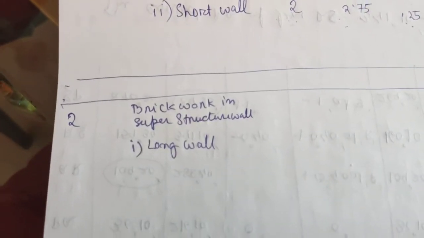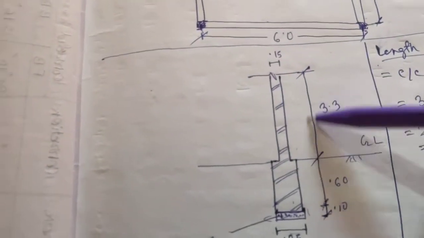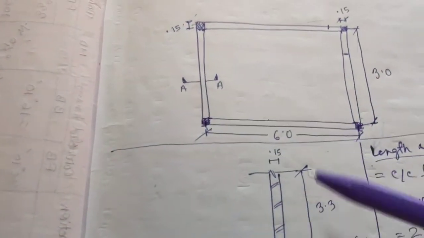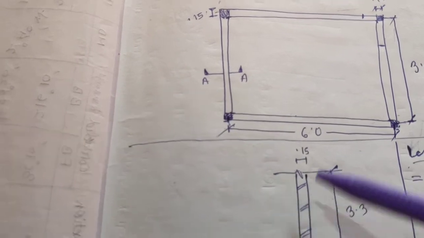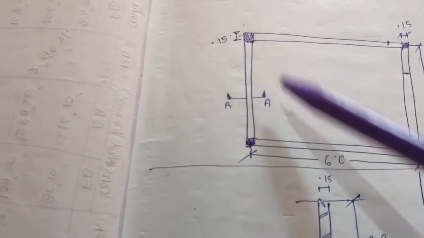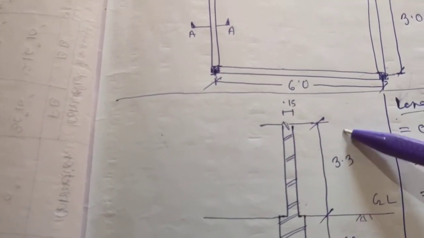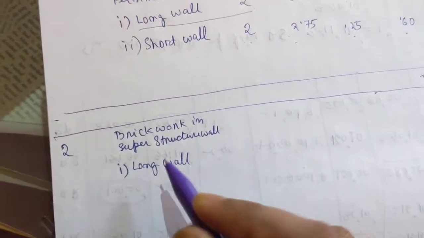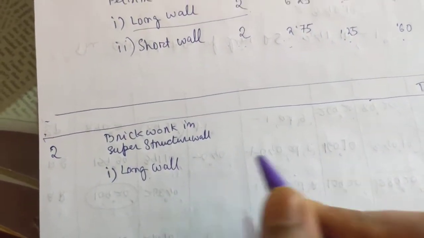So now let us try to find out the brickwork in the superstructure wall. That means the wall which is above the ground level. So we need to find out the amount of brickwork for this room for the superstructure wall. Here for the superstructure wall, the breadth is 0.15. In the plan it is given as 0.15, and in the section it is also 0.15. The breadth is 0.15 and the height is 3.3. So again, just like the earlier one, we will deal in 2 parts. One part is the long wall and the other part is the short wall.